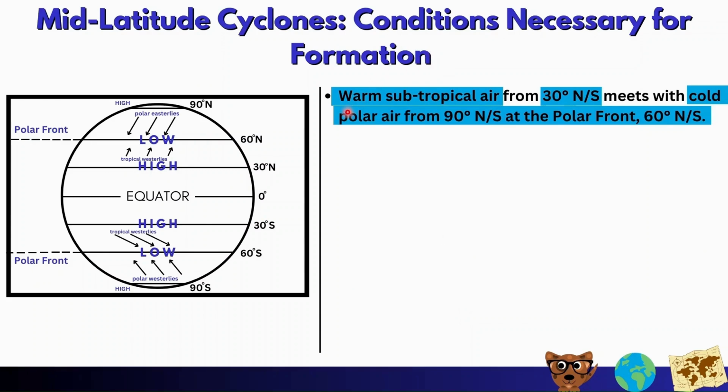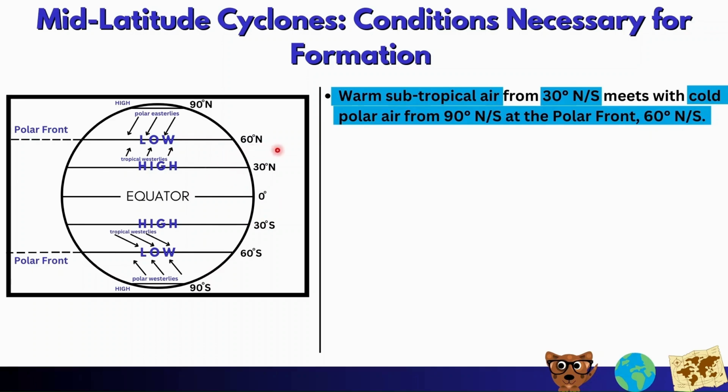So our first condition is that warm subtropical air from 30 degrees north and south meets with cold polar air from 90 degrees north and south at the polar front, which is located at 60 degrees north and south. So let's look at our diagram, as that will help us to understand this point a little bit better.